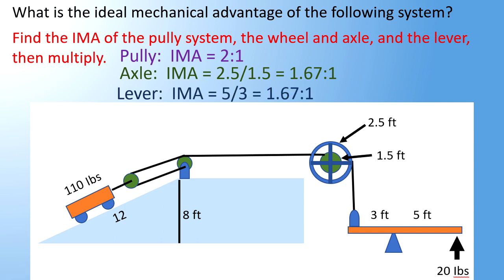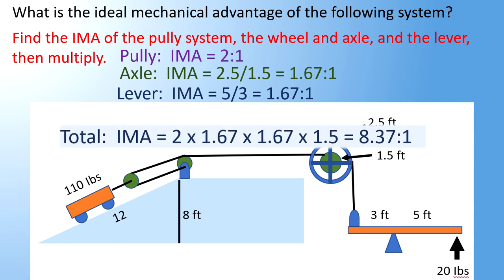All right, same with the lever. Okay, our effort is on the 5-foot side divided by the resistance side, which is 3 foot. So that also gives us 1.6 repeating. So round off to 1.67. Then the ramp is 12 divided by 8, which gives us 1.5 to 1. And then we multiply all 4 of those together. 2 times 1.67 times 1.67 times 1.5 gives us 8.37 to 1.